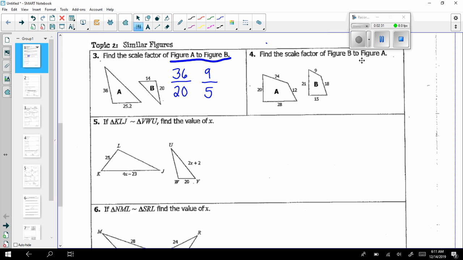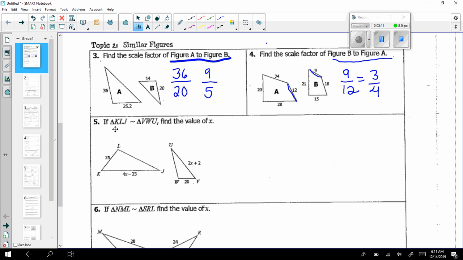Now, this one wants figure B to figure A, so this is where you have to pay attention. Remember, I encourage you guys to use your highlighters. First of all, I'm going to look for my smallest side here, and that's right here. And I'm going to look for my smallest side on this figure, and that's right there. Since I only need one scale factor, and I'm already being told that these are similar, I'm going to do that scale factor, which is 9 over 12, which then reduces to 3/4.